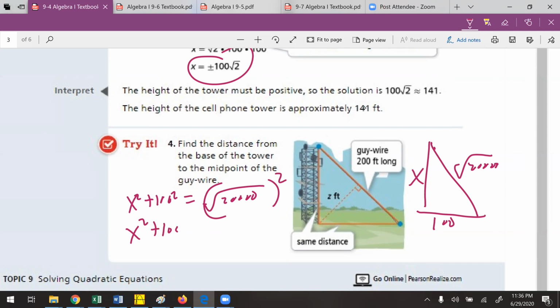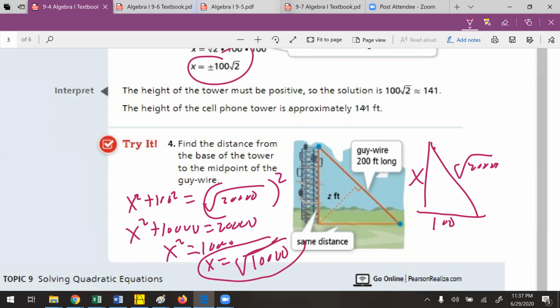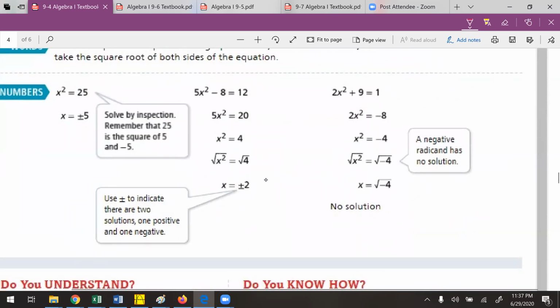Okay, x squared plus 10,000 equals 20,000. Subtract 10,000. And then x would then equal the square root of 10,000. Easy peasy lemon squeezy. We did it. You got it. It's simple. That concludes the lesson. Good luck.